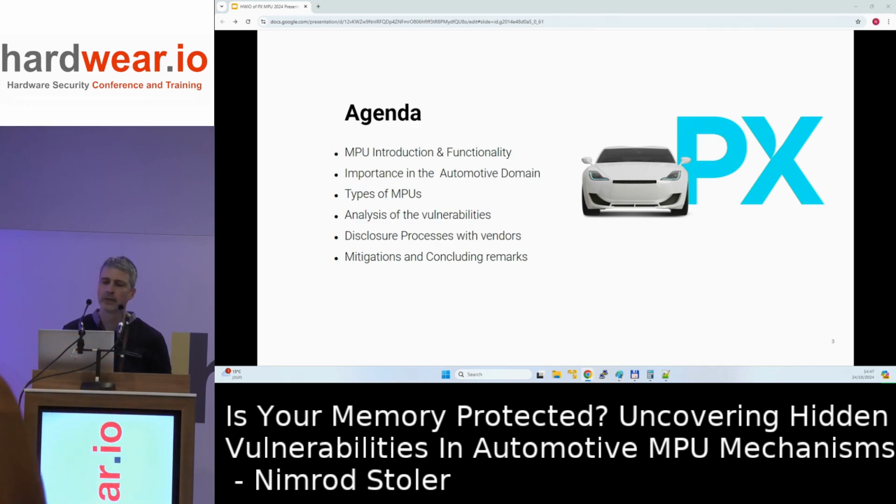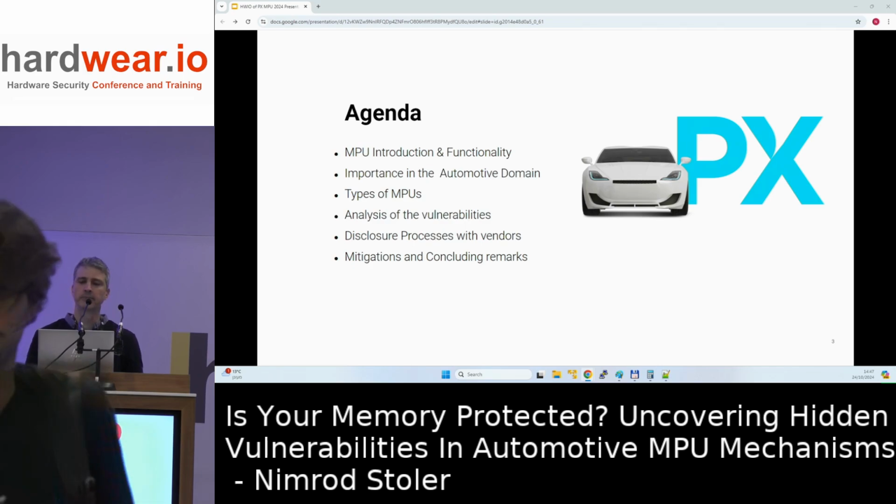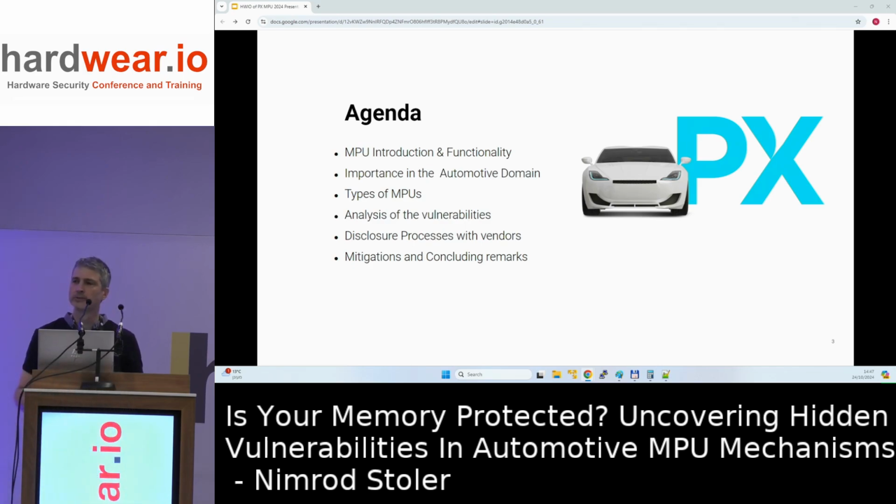Our agenda for today is the following. We'll start with an introduction to MPUs, some history, and MPU functionality. Then we'll discuss the special role of MPUs in securing automotive applications. Next, we'll describe the most commonly used types of MPUs in modern industrial and automotive microcontrollers.